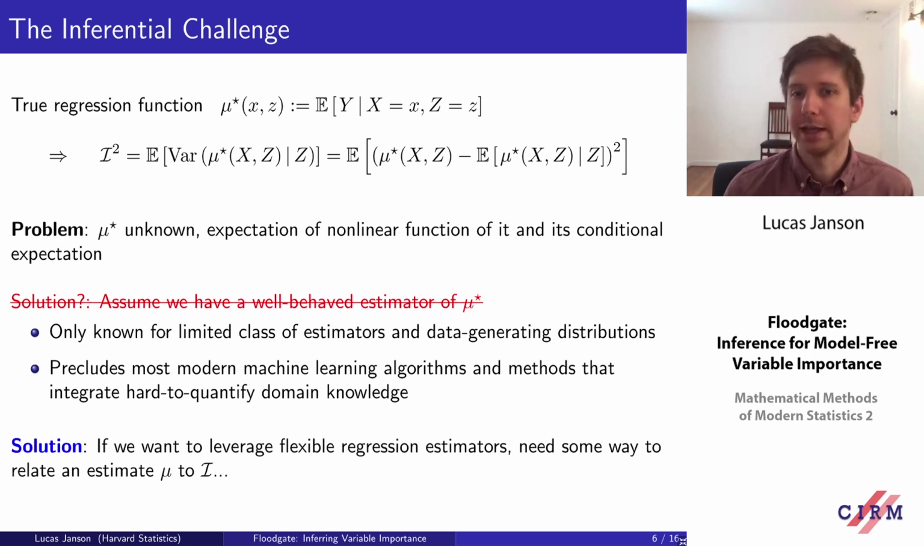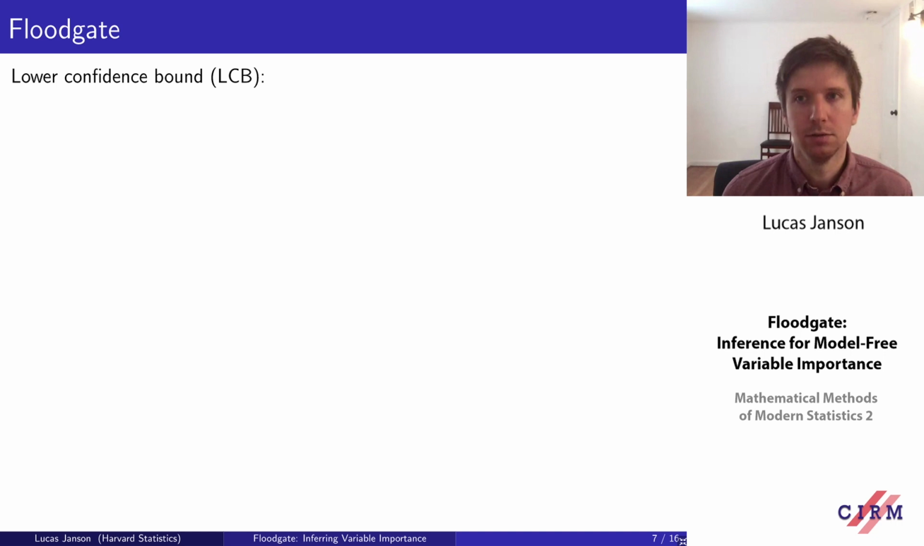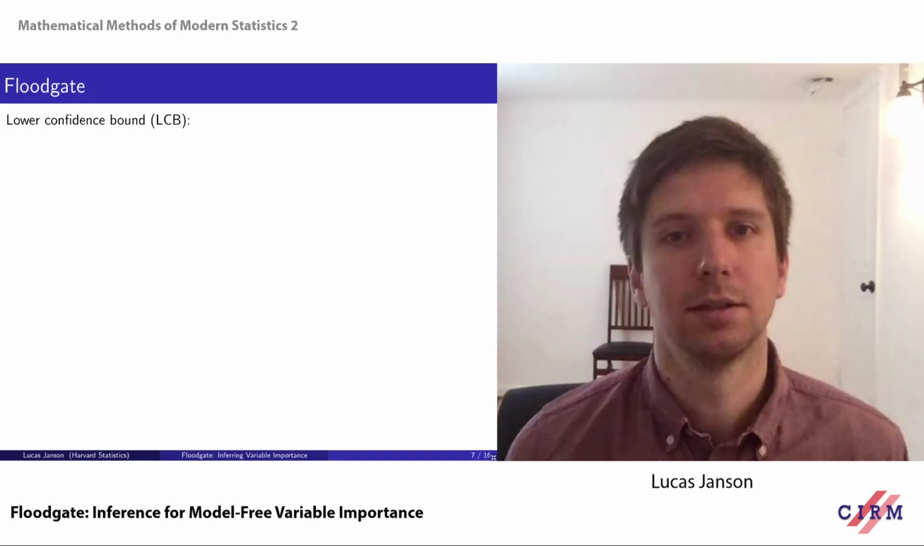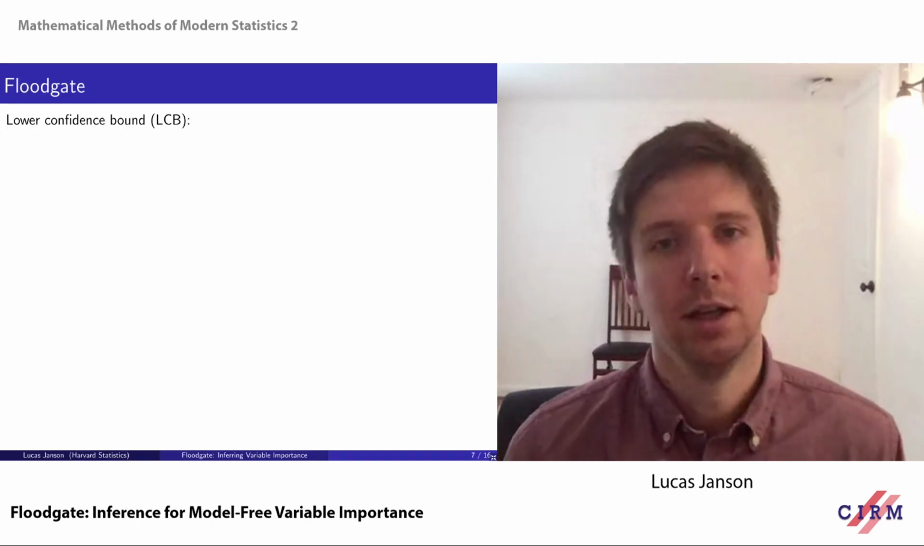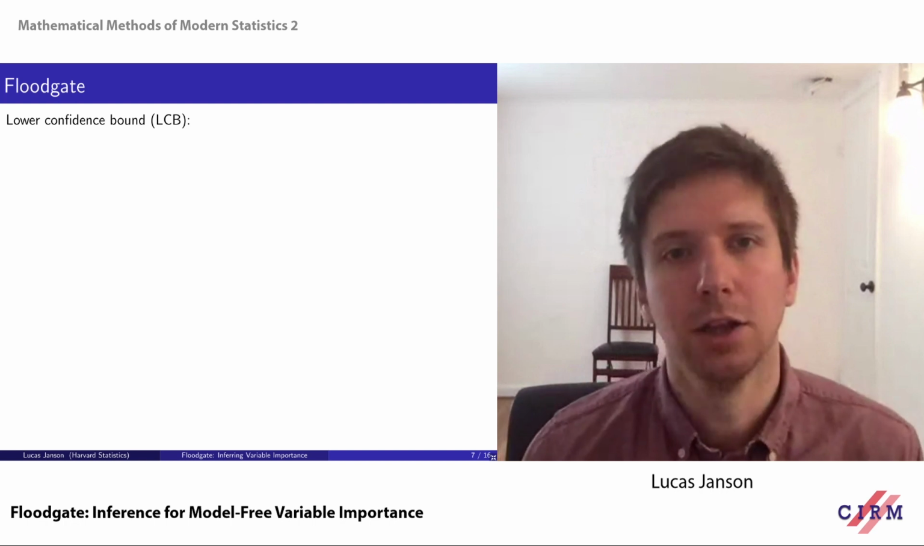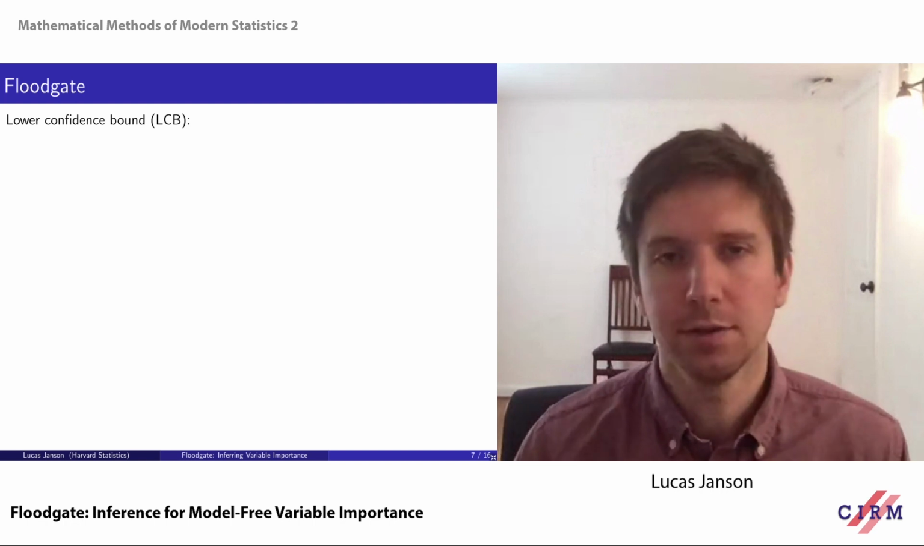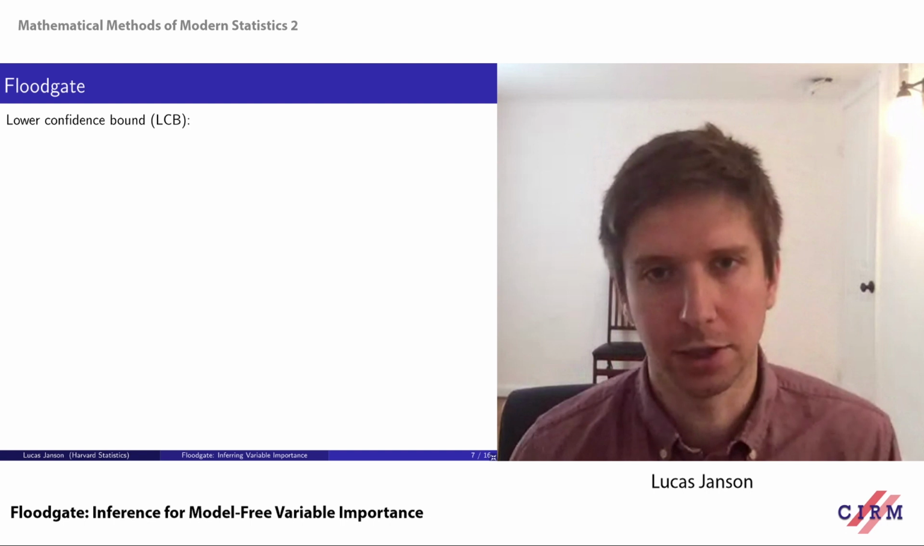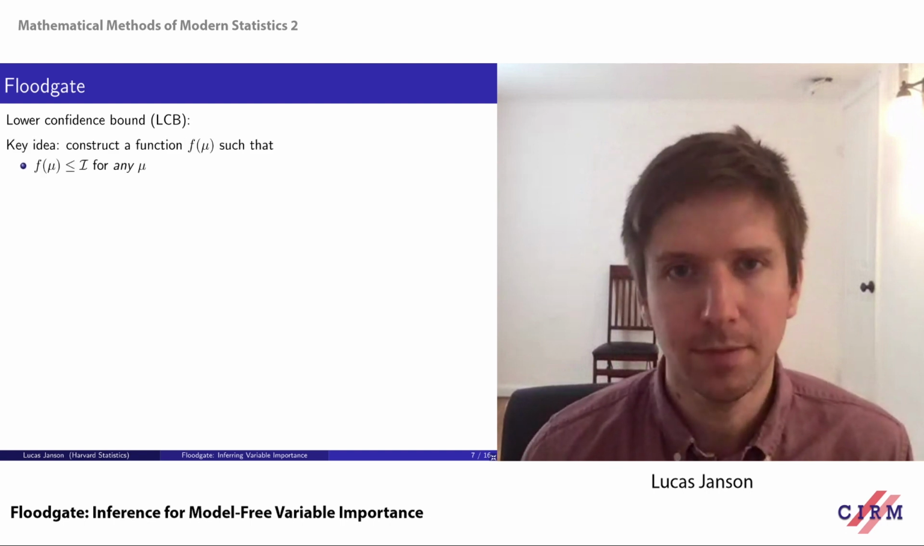However, if I want to take advantage still of these types of domain knowledge or machine learning algorithms to get narrower confidence intervals, I'm going to need some way to relate some estimate mu of mu star to my minimum mean squared error gap. And that brings us to the key idea in this paper, in this project. For starters, let's think about a lower confidence bound, right? A confidence interval is a lower confidence bound and an upper confidence bound. I'm going to start with the lower confidence bound.